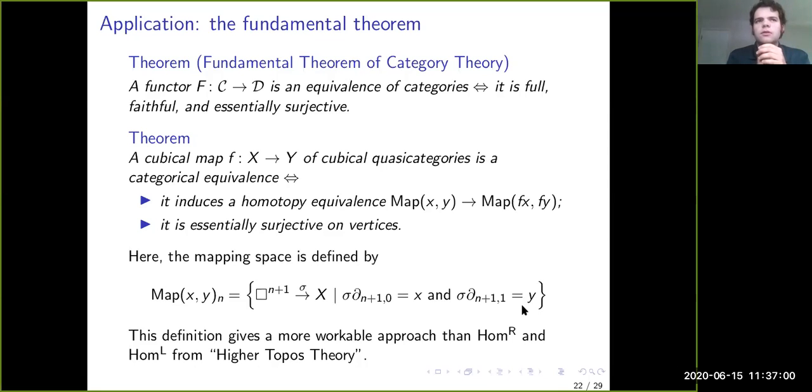Now this is analogous to a similar result for quasi-categories in the simplicial sense, which, for instance, you can find in Lurie's work in Higher Topos Theory. But the definition that we have for this cubical mapping space is a bit simpler and easier to work with than these left and right mapping spaces that we look at with simplicial sets. So this cubical model of the infinity 1 categories kind of gives us a simpler proof of this classic result.